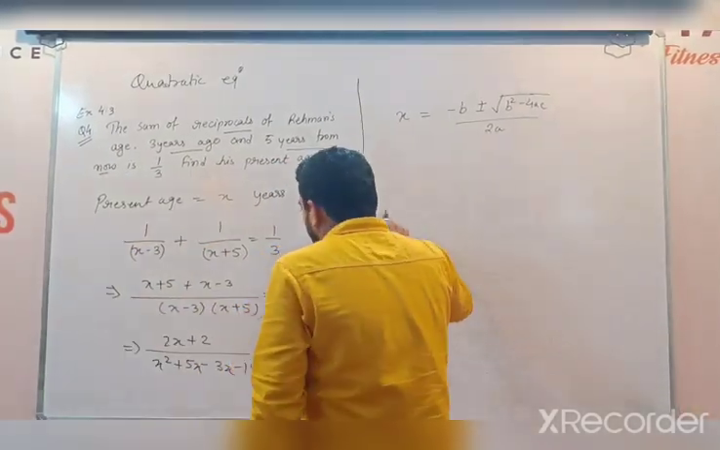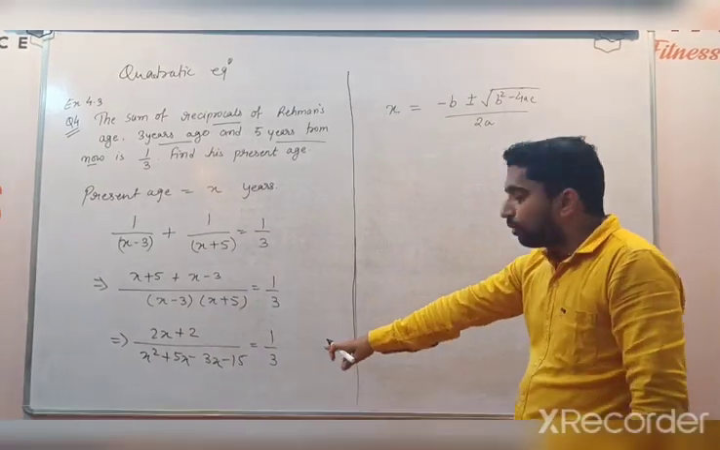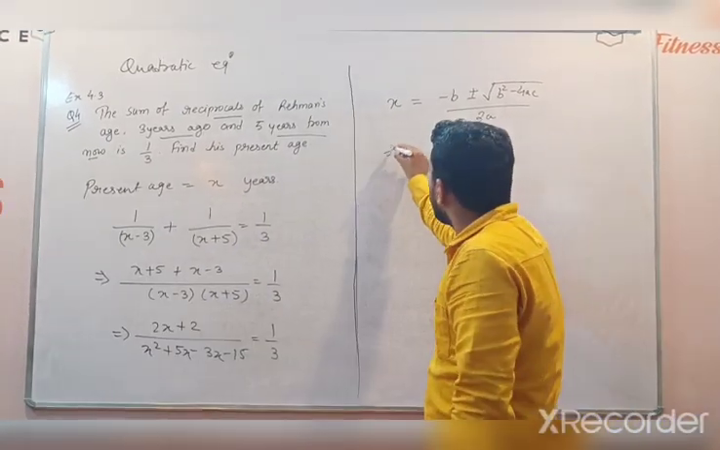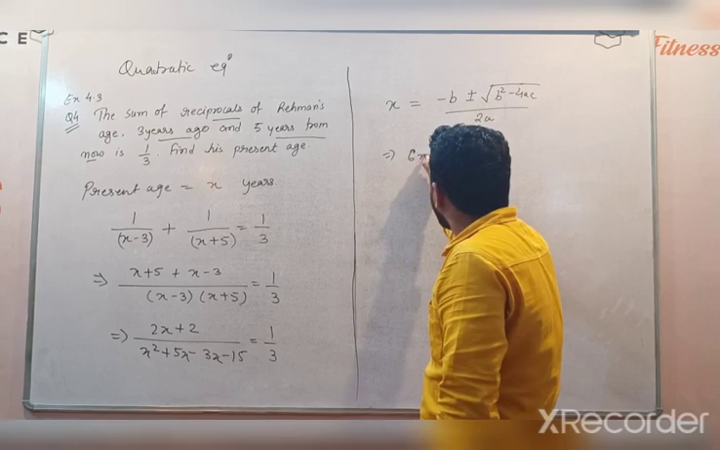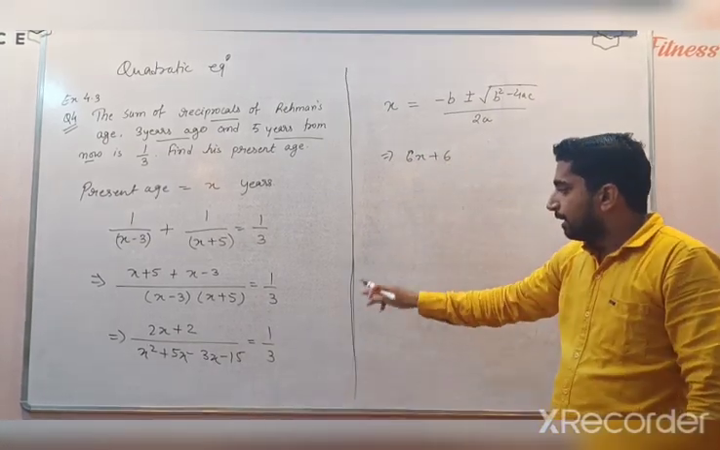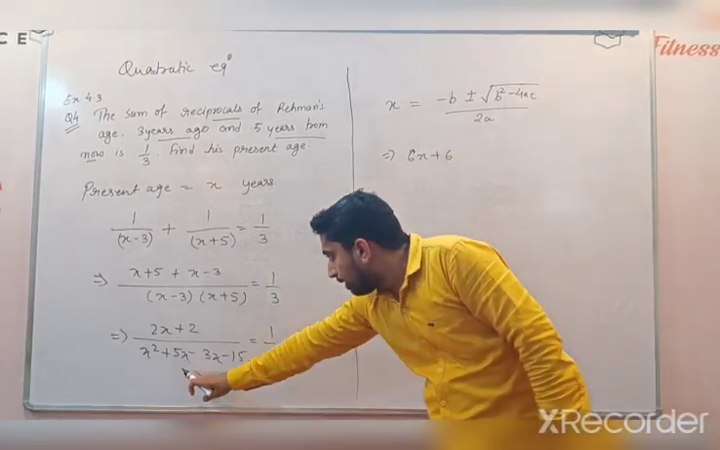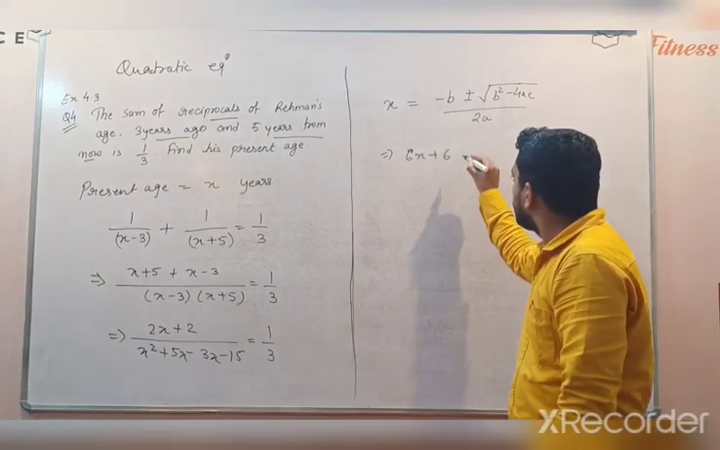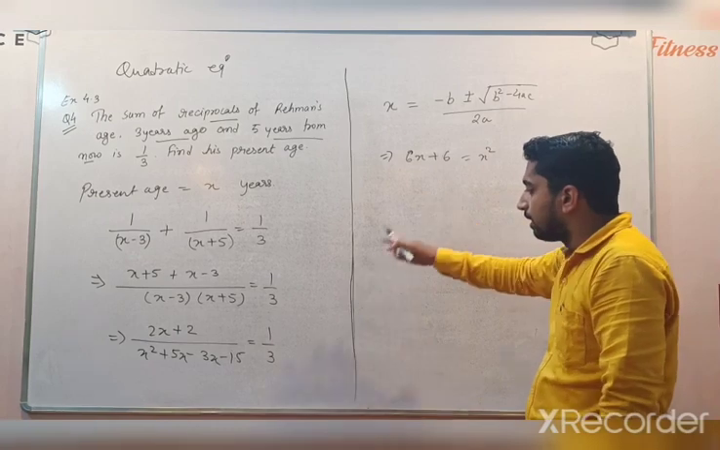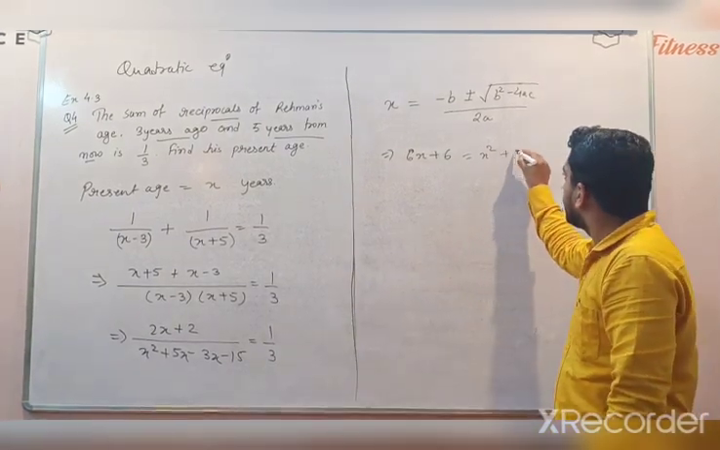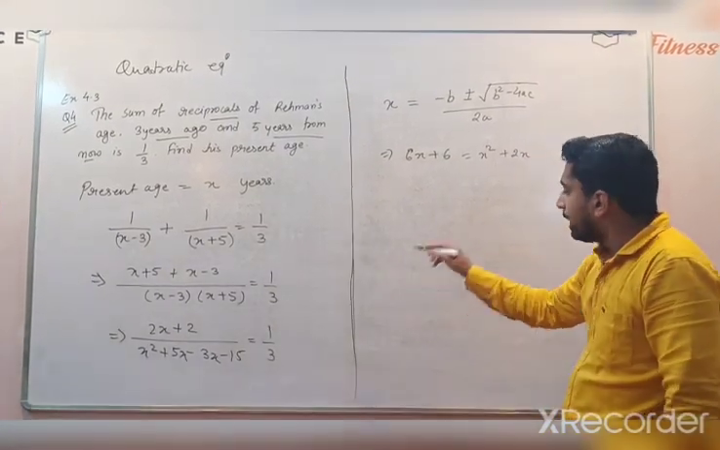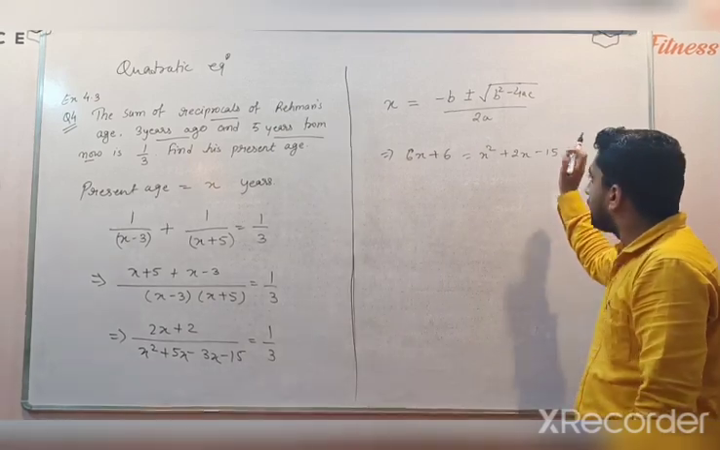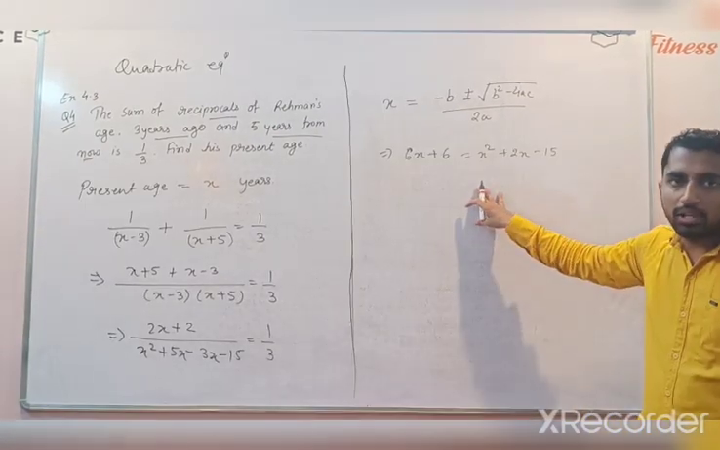You can see 2x plus 2 into 3 you will do, so you will be getting 6x plus 6. Then it is x square plus 5x minus 3x, which will be multiplied with 1. So x square 5x minus 3x will give you 2x, and minus 15 into 1 will be minus 15. This is the expression you got till now.